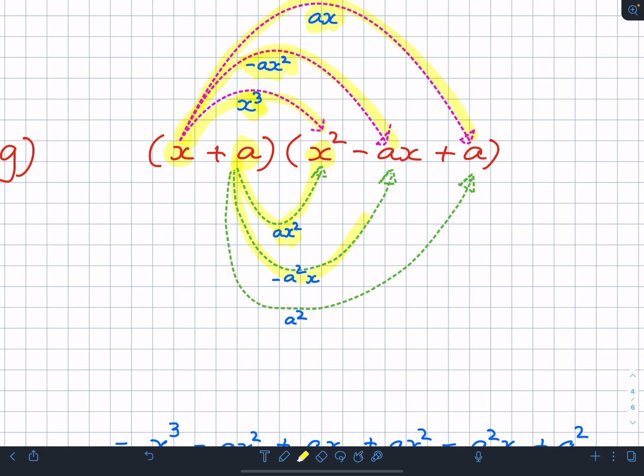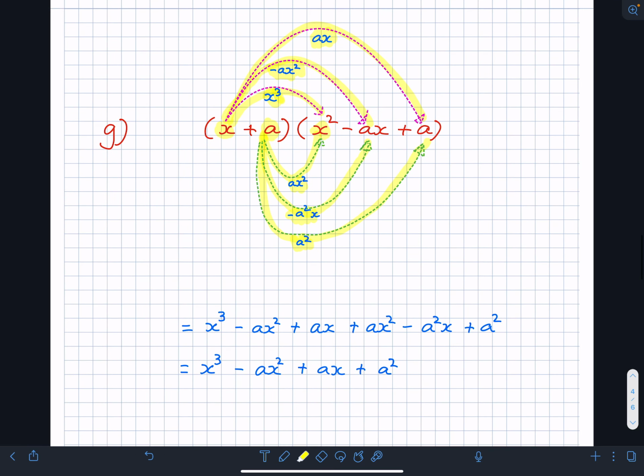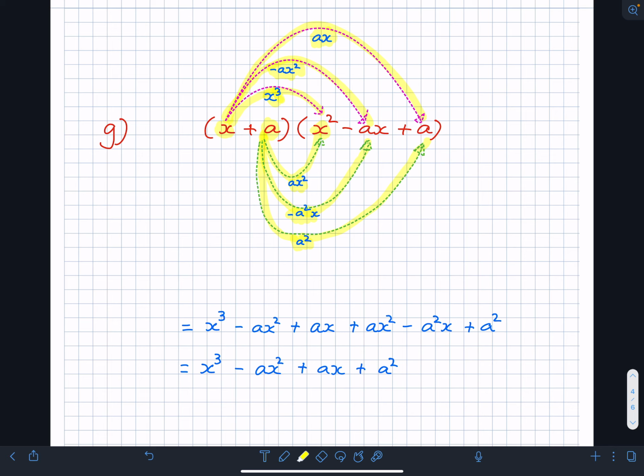A multiplied by negative ax. So the positive times the negative is going to be a negative, so it's negative ax squared. We've got a times a is a squared. And so now we've expanded there. Now we need to write those out. So we've got x to the power of 3 minus ax squared plus ax squared minus a squared x plus a squared.